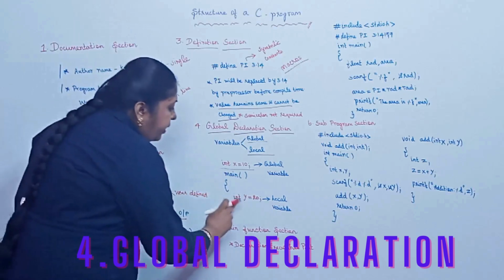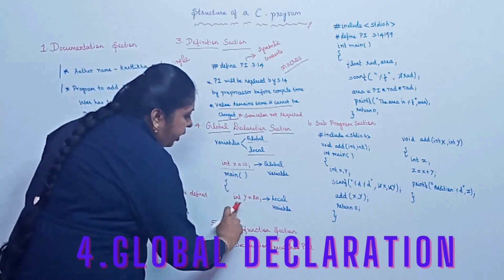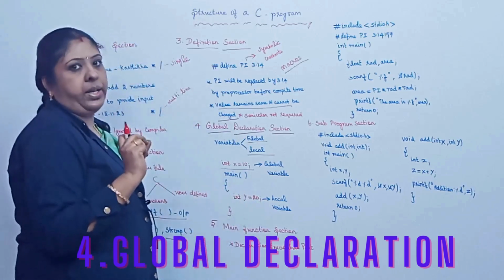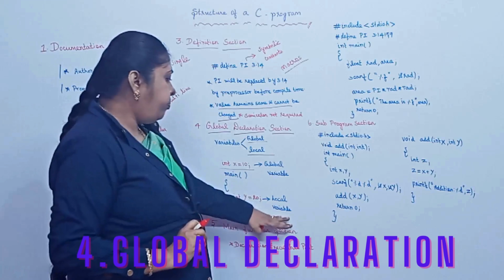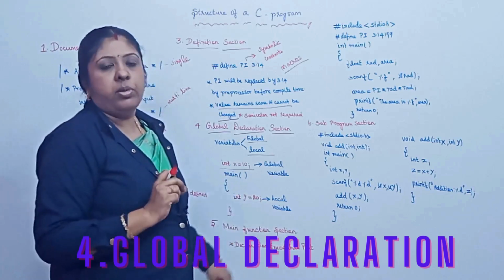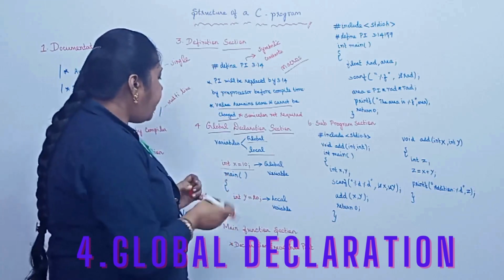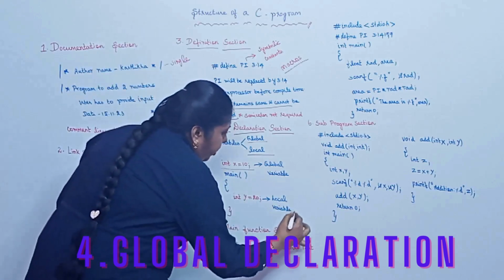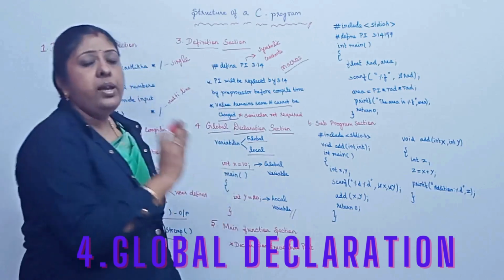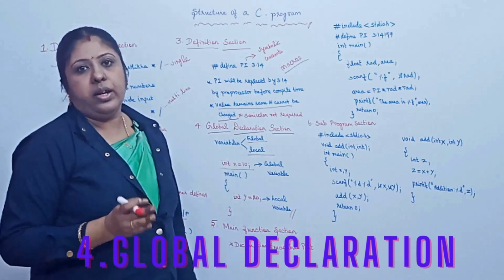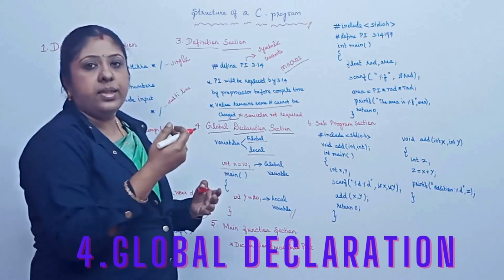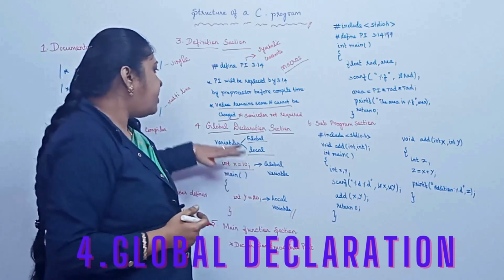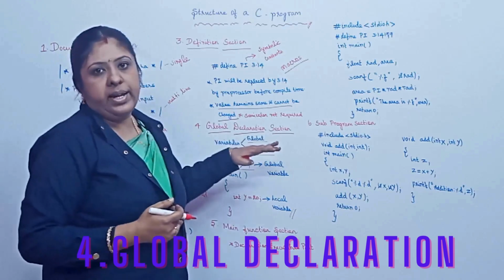Consider another variable within the main program. Here we have declared integer y equal to 20. This is called the local variable. That is, this variable can be accessed only within the main program. This value cannot be accessed outside the main program, that is, in the functions it cannot be accessed. That is the global declaration section.